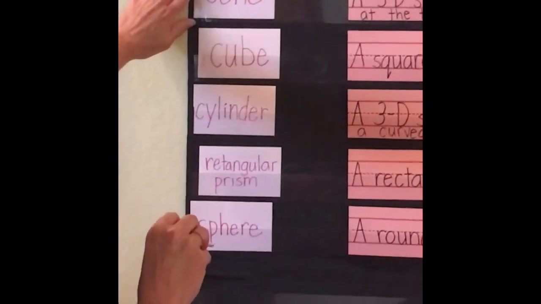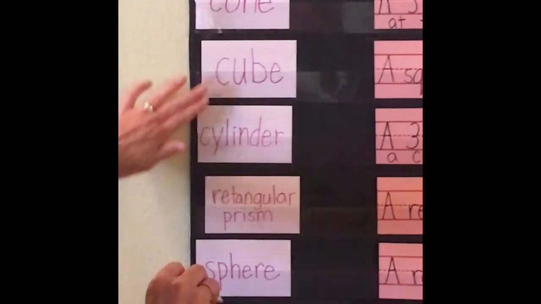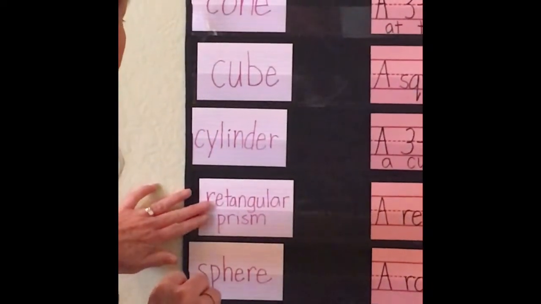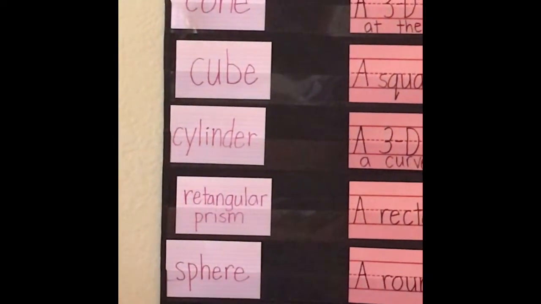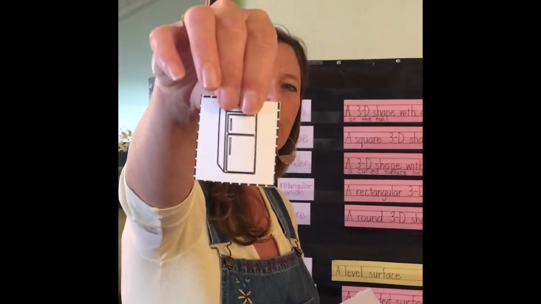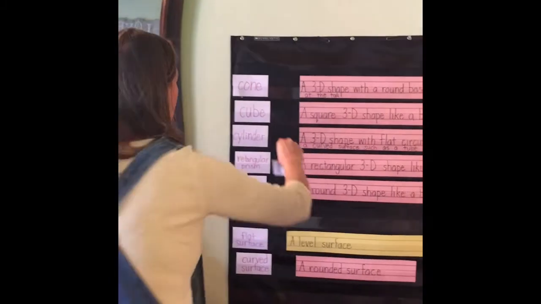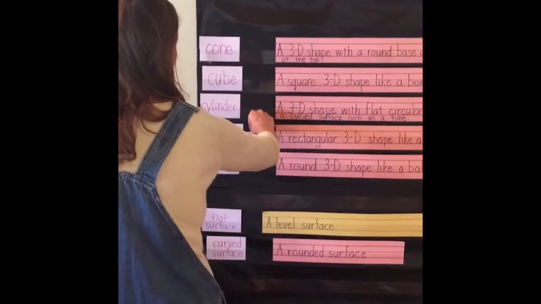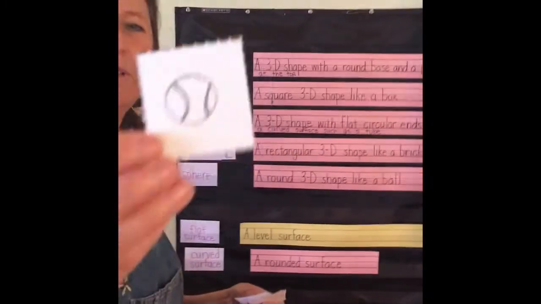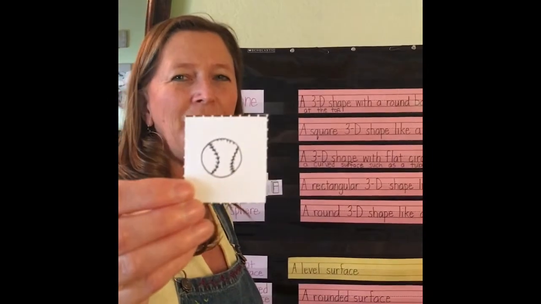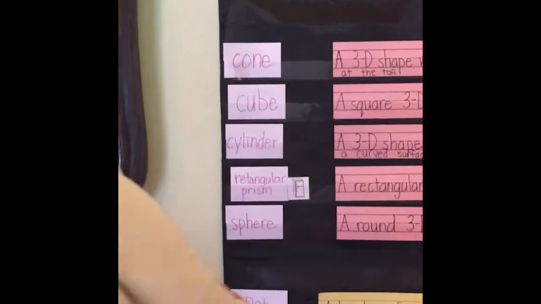And I have 5 shapes here: cone, cube, cylinder, rectangular prism, and sphere. The first one is a refrigerator. A refrigerator is a rectangular prism, so I'm going to put it with that one. Ooh, you guys know this, baseball. A baseball is a sphere.